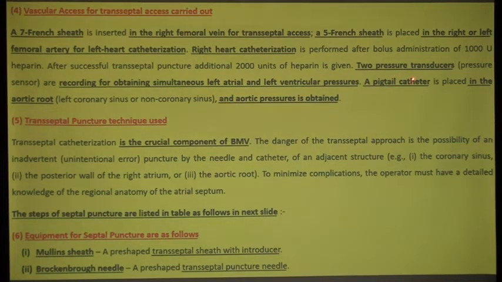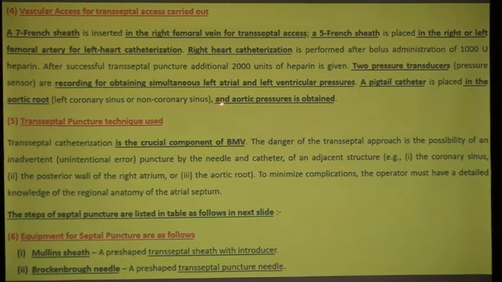A pigtail catheter is placed in the aortic root, either in the left coronary sinus or in the non-coronary sinus, and aortic pressure is obtained. Remember, the maximum you can give here is 5000 units of heparin. Now we will proceed to the transseptal puncture technique.